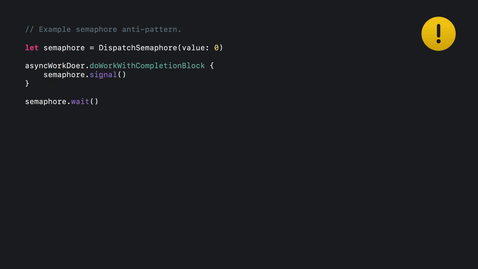Specifically, be aware of semaphore use, as they do not propagate priority and can lengthen a hang due to preemption. A common anti-pattern is when trying to make asynchronous API act synchronous by waiting on a semaphore. This should always be avoided on the main thread.